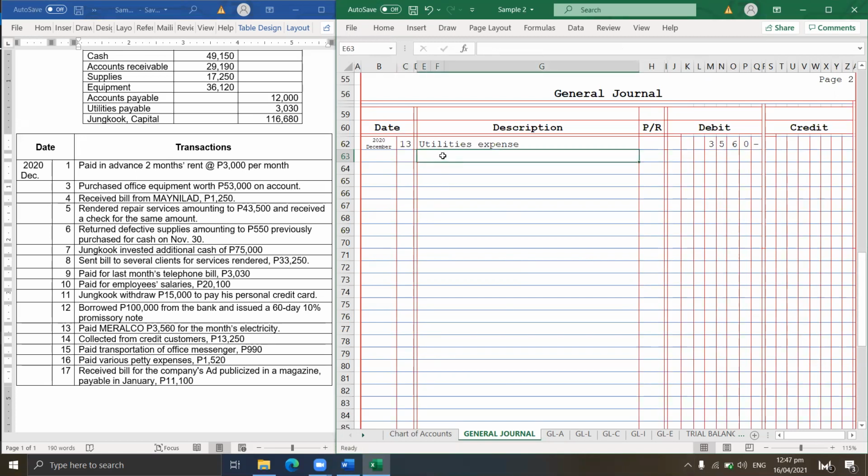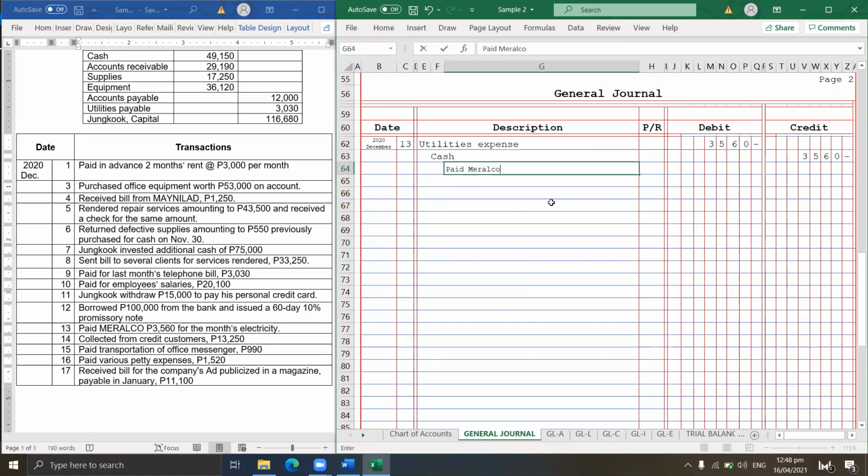And then we credit cash. Okay, so credit cash tayo. We have paid it, no, amounting to 3,560. Ang hindi pa lang nababayaran kanina yung Maynilad, no. Pero ito, no, we have paid already for our Meralco bill, so 3,560.